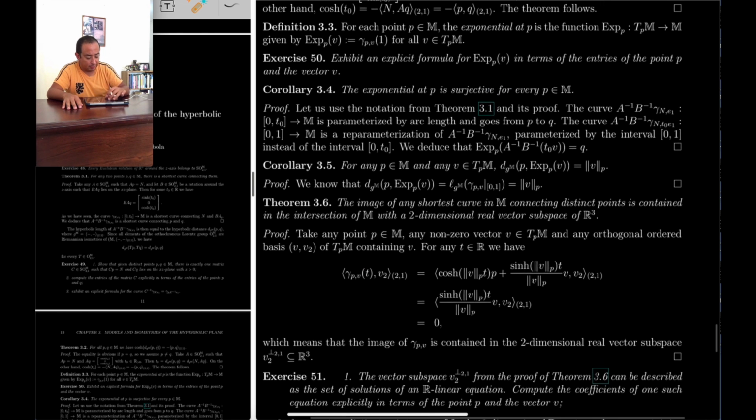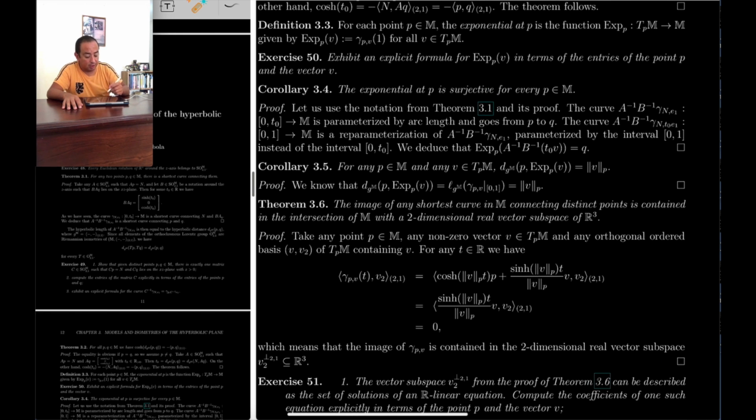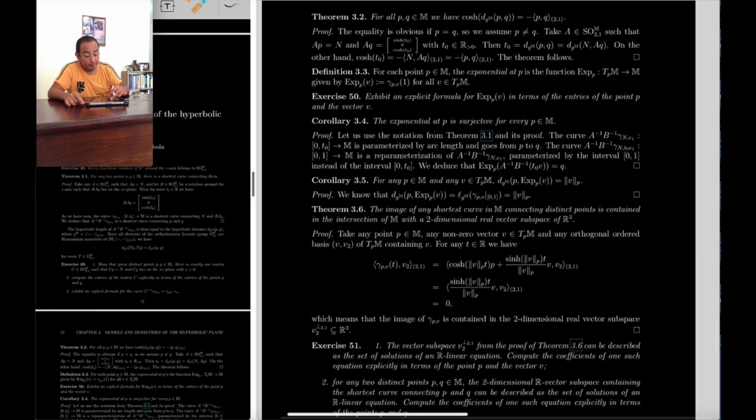So I leave you as an exercise to trace that proof that would show then that these are the only shortest curves. So I mean that every shortest curve in M is of the form gamma PV. Okay.